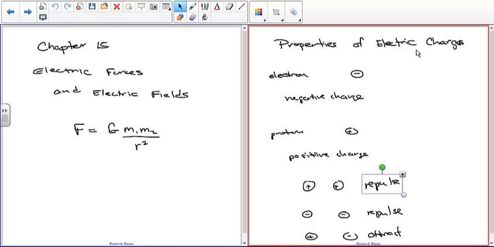So we know a little bit more about it these days. Ultimately, objects can either have positive charge or negative charge. With gravity, they don't really have charges. Gravity is always an attractive force. There's no repulsive gravity force. But when it comes to electric charge, you can have attraction or repulsion.